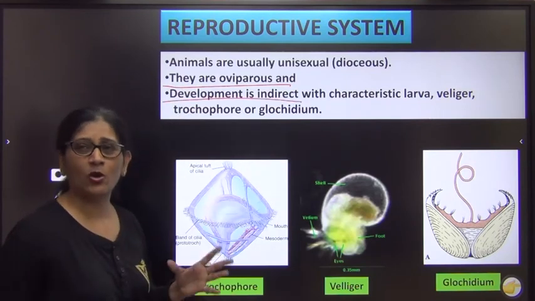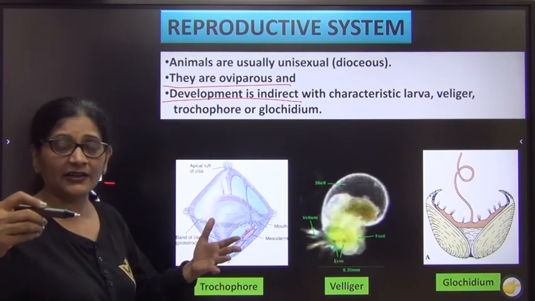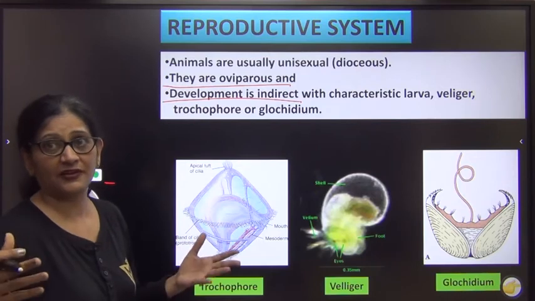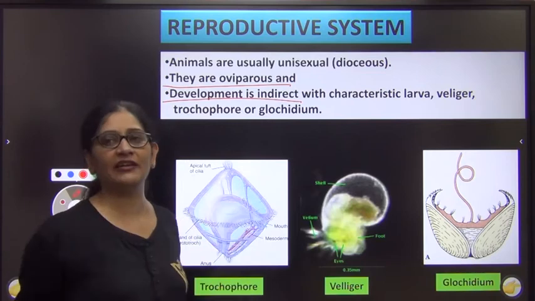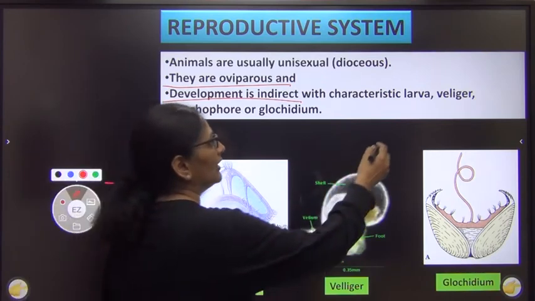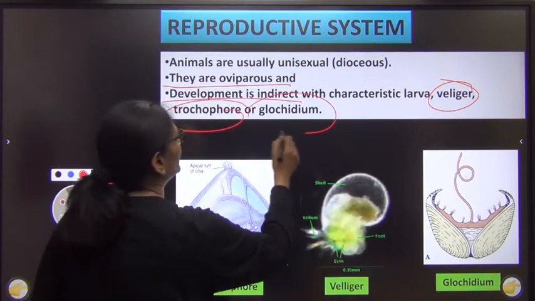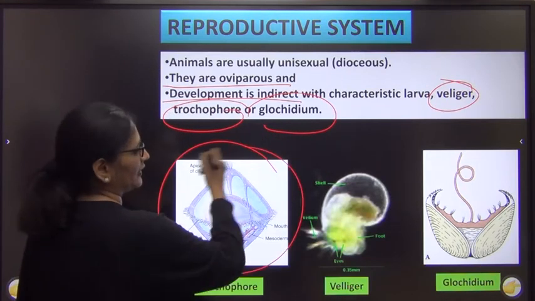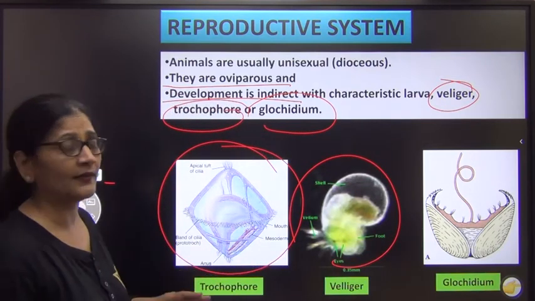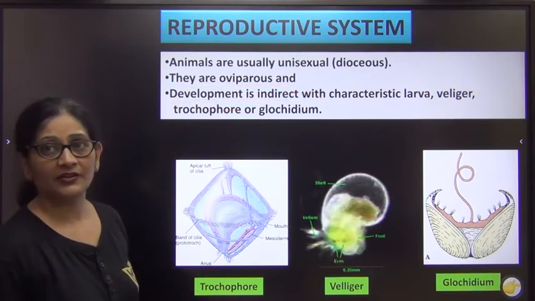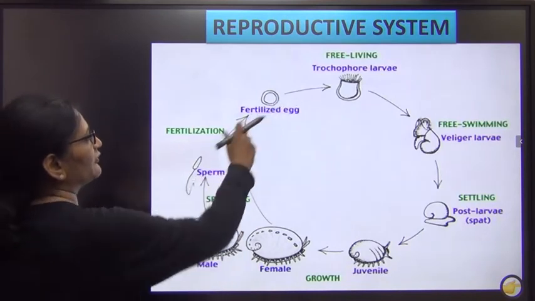I told you in almost all of them they have a larva. Different mollusca have different larvae, so they all have their own names. Not all mollusca give the same larva. Some form veliger larva, some form trochophore larva, some glochidium, but the most common is the trochophore larva. This is the veliger larva, this is the glochidium, but please do not learn the names of these larval forms. So this is about reproduction, just showing how the larval form is formed.